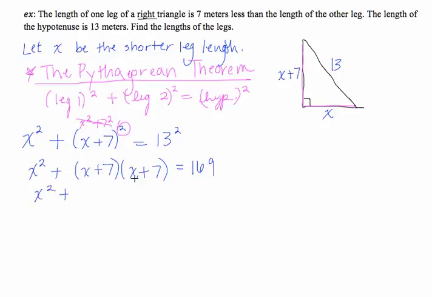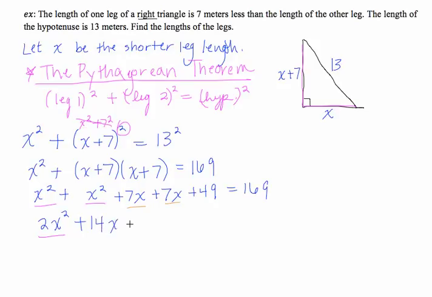So let's FOIL this out here. For the first terms, we get x times x, or x squared. The outside terms are positive 7x, and so are the inside terms. And the last term, 7 times 7 is 49. Okay, and let's see if we can simplify. x squared plus x squared is 2x squared. Then we have 7x plus 7x, that's 14x, and plus 49 equals 169.